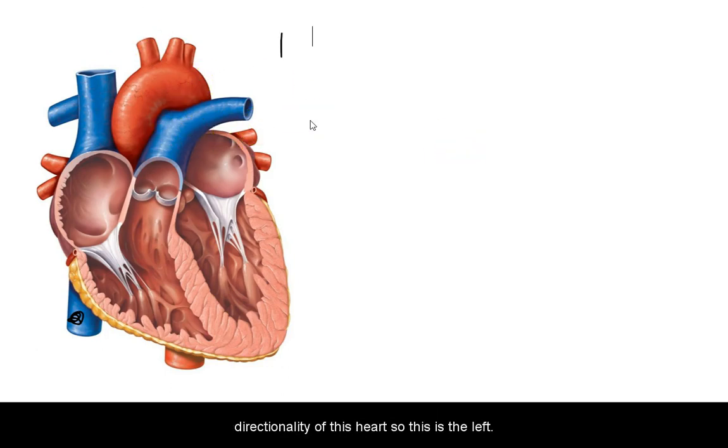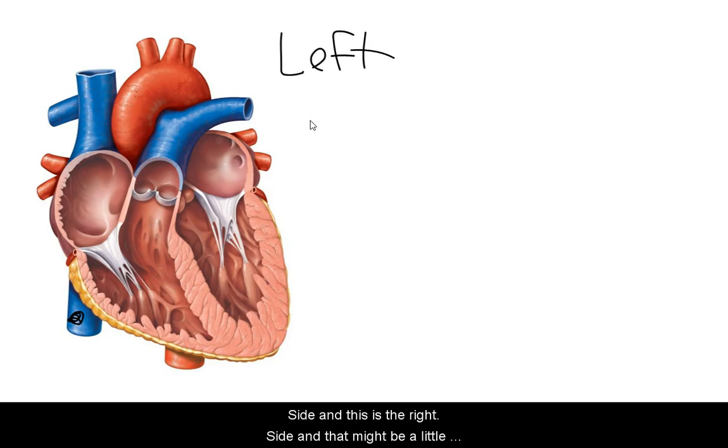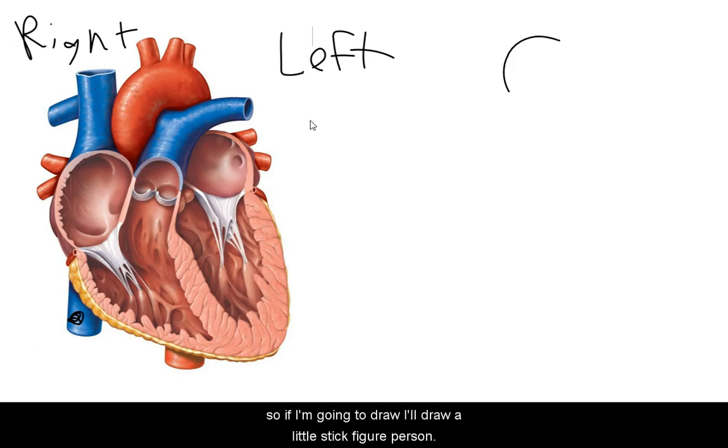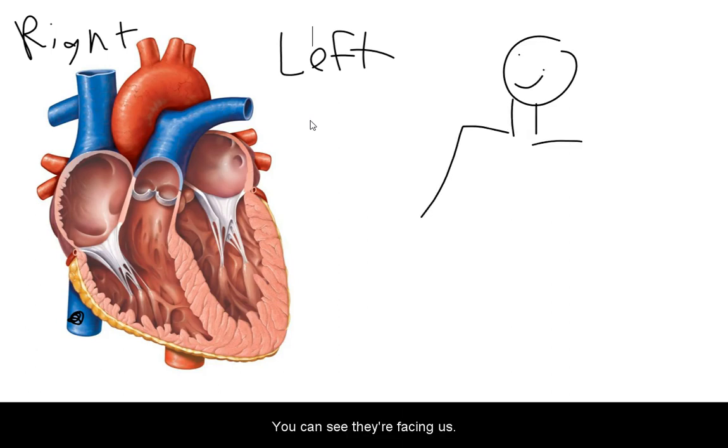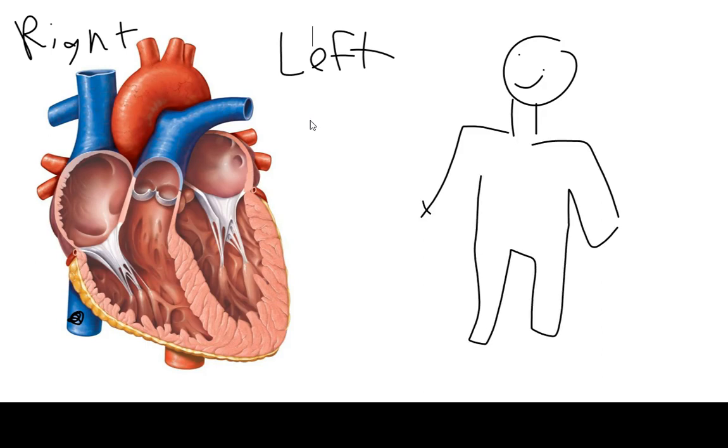The first thing I want to do is orient you to the directionality of this heart. So this is the left side, and this is the right side. That might be a little bit confusing at first, but it actually makes some sense. If I draw a little stick figure person, you can see they're facing us, and in their chest they've got a heart. Everybody's got a heart.